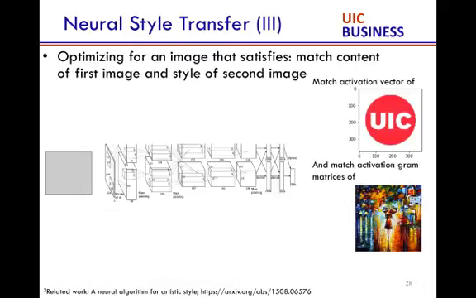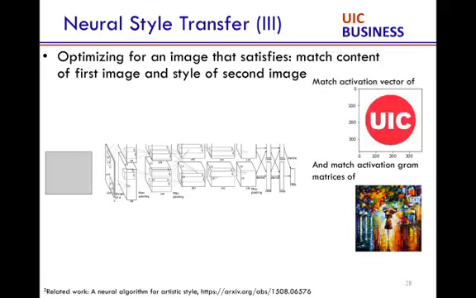Then what I'm going to do is an actual optimization procedure. I'm going to optimize for an image. It's all about optimization of images. The parameters of your network are fixed. Now we're going to optimize for an image, and I'm going to define that objective: it matches the content of the first image and the style of the second image.